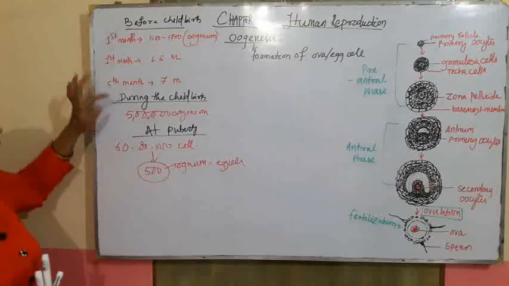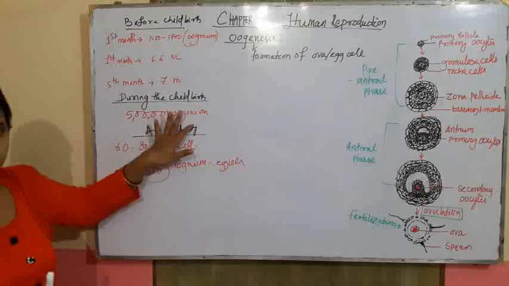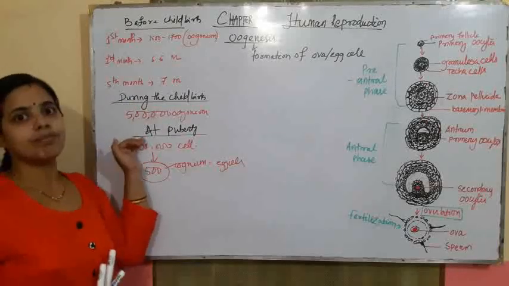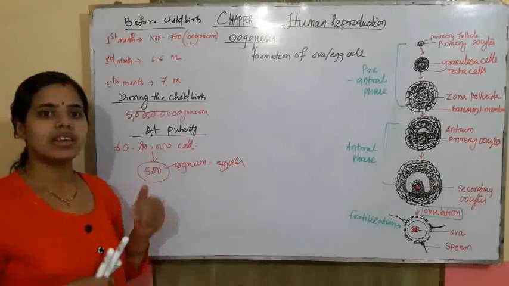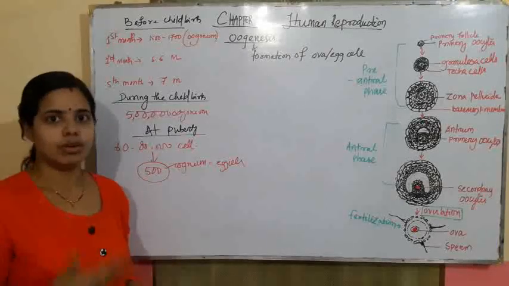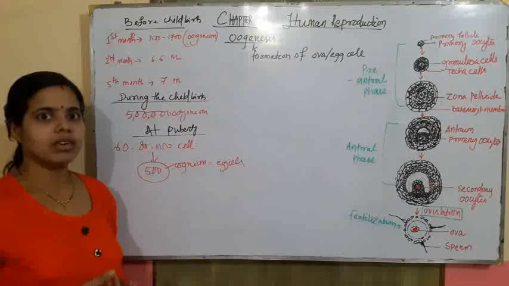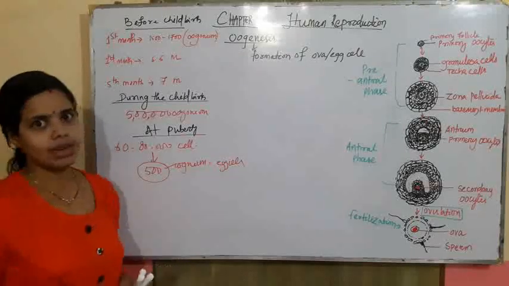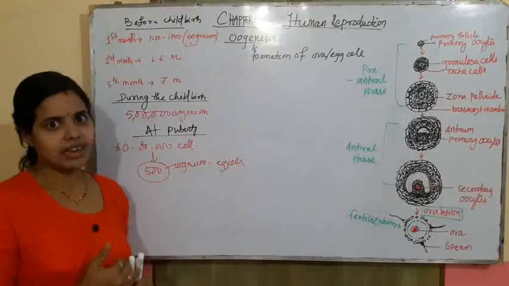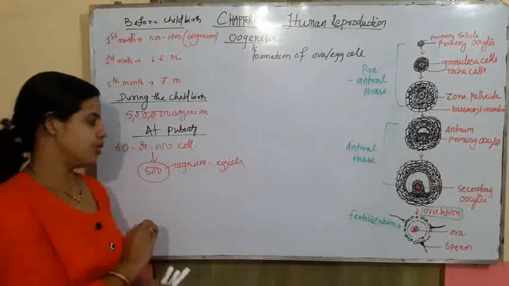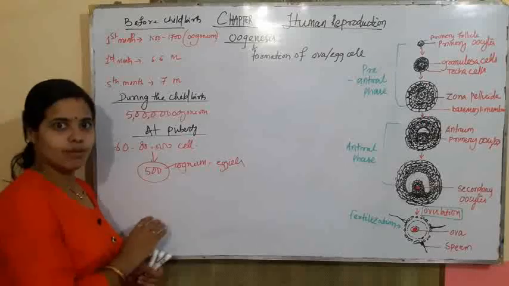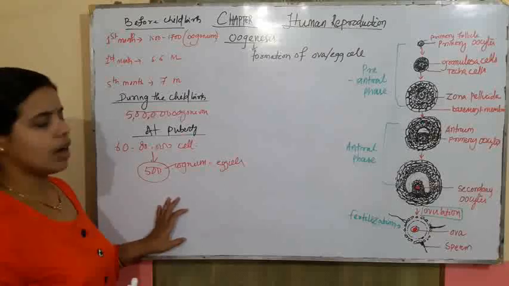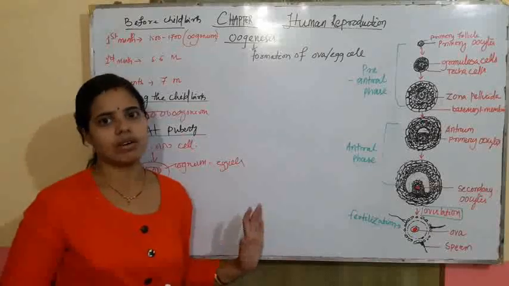After childbirth, this may be the number of oogoniums present, and when it reaches the puberty stage, when secondary hormone formation takes place, there are certain oogonium cells, but finally only a few of them will produce oocytes. This is all about how many oogonium cells there are.